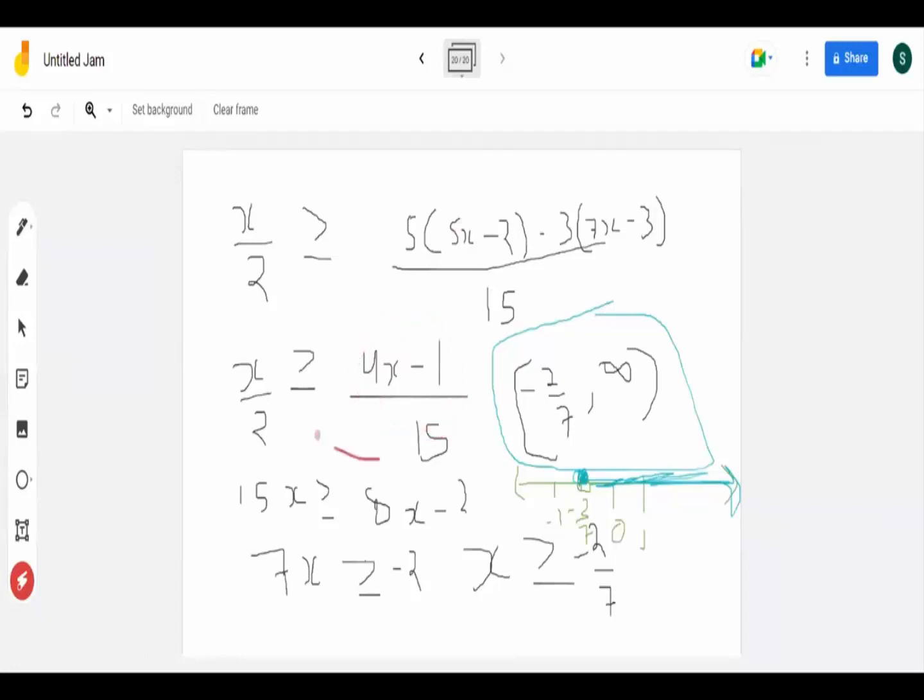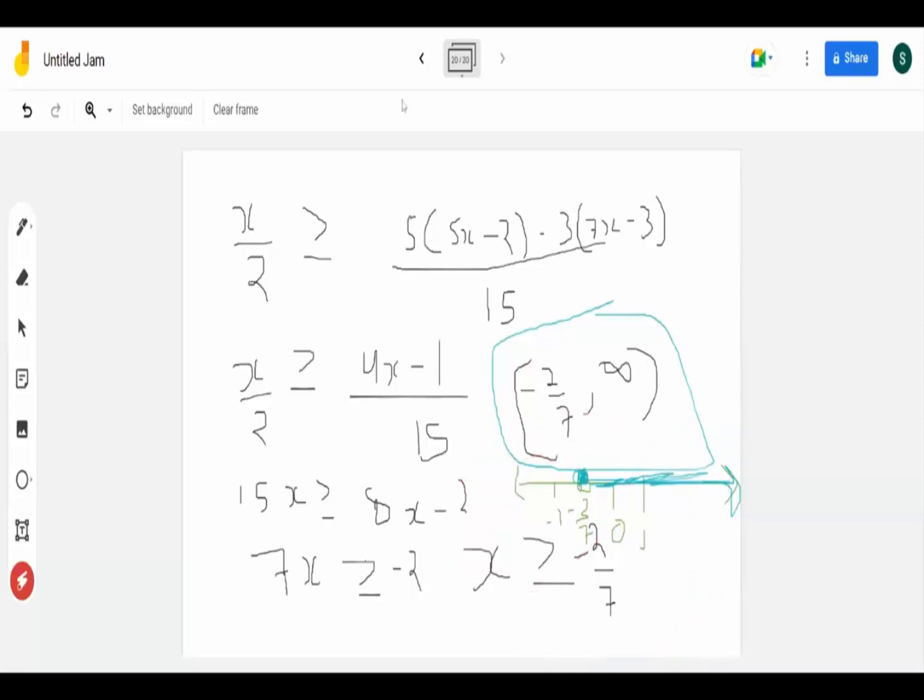Okay, now we have cross multiplied. If we cross multiply, we get 15x is greater than or equal to 8x minus 2. And if we simplify it, 7x is greater than or equal to 2. x is greater than or equal to 2 by 7. Okay, so this is our answer: x is greater than or equal to 2 by 7, including 2 by 7. We can draw it on the number line here.